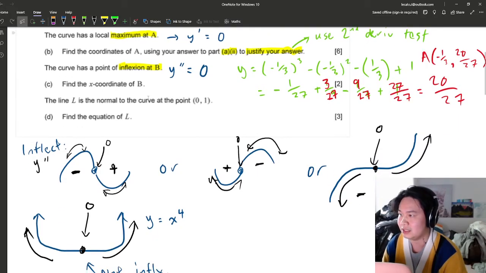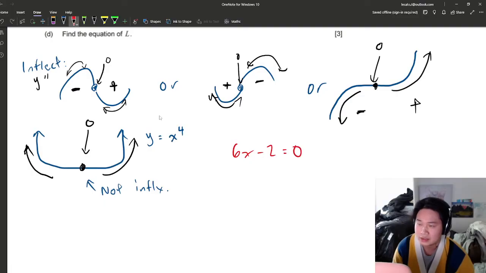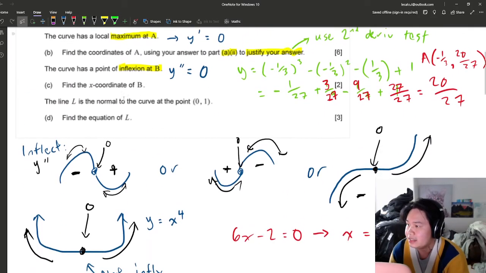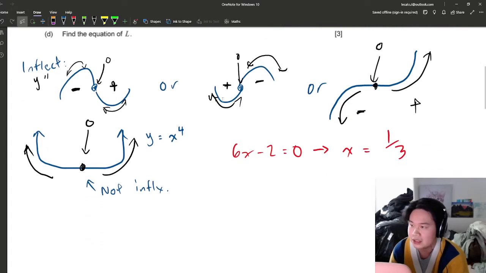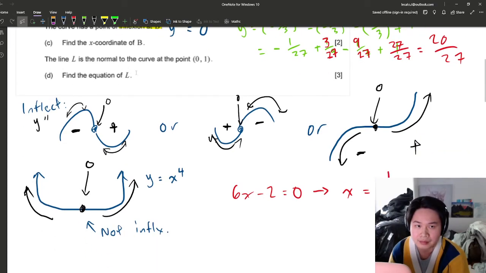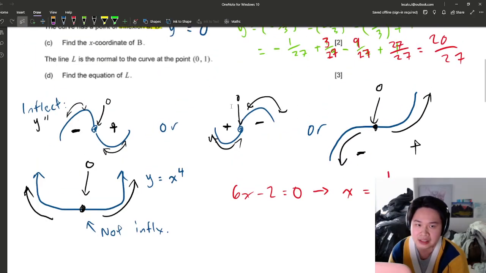So 6x minus 2 is my second derivative. So solving for x, this is going to be positive 1/3. Okay. And then it says here, find the x coordinate of b. Because it says that we have a point of inflection, because there's only one solution for it being 0, you don't need to justify.